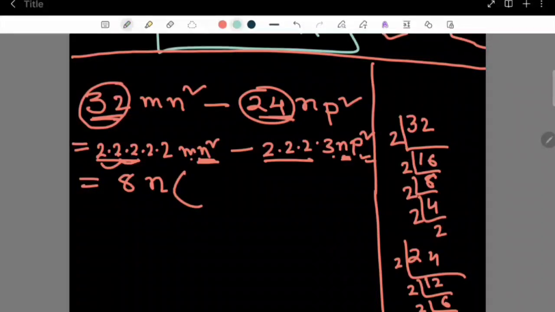So what is left out we'll write. Here these two twos, that means 4 is left out. This m is left out. Right? Here minus sign as it is. What are the things left out?